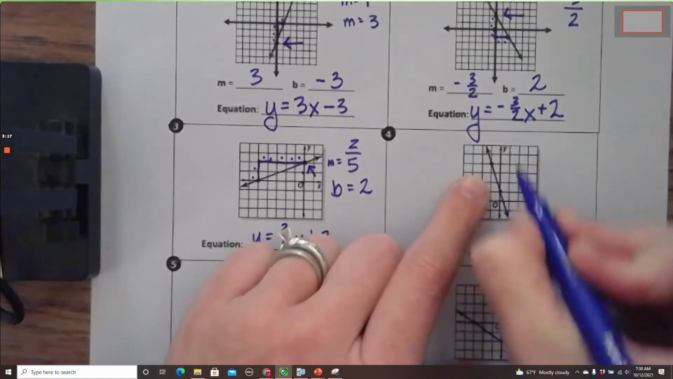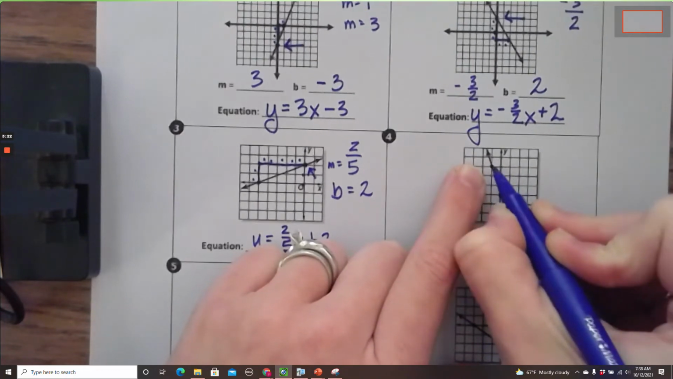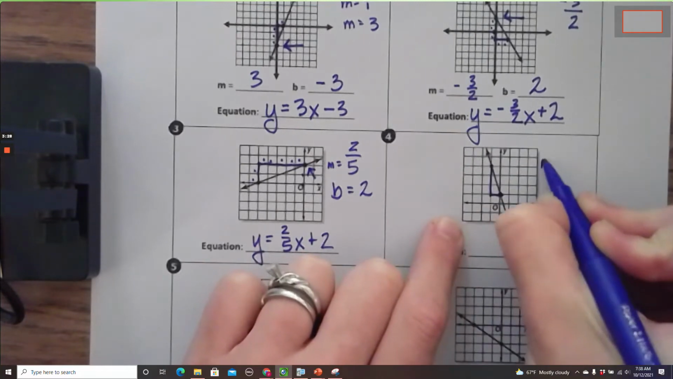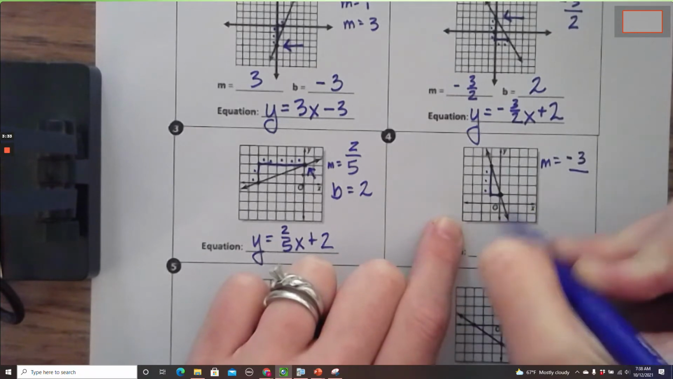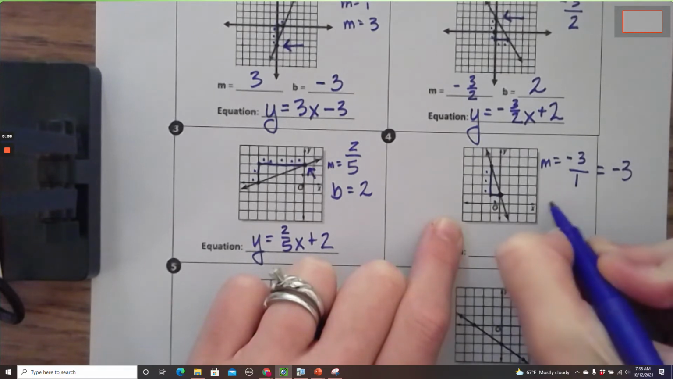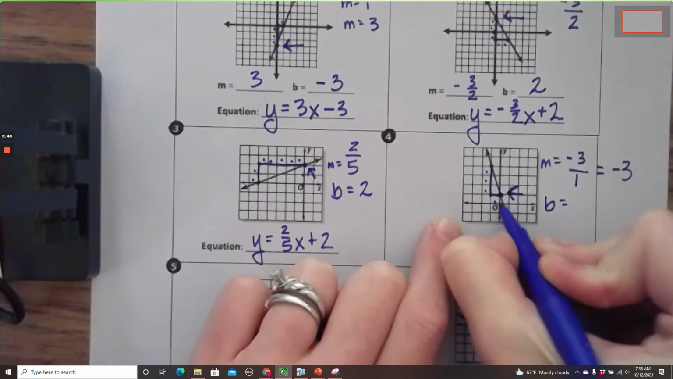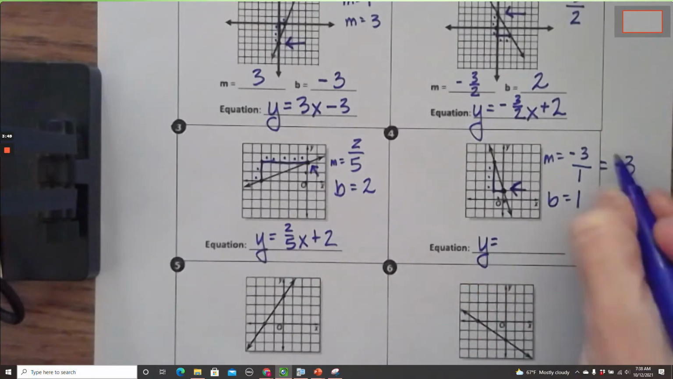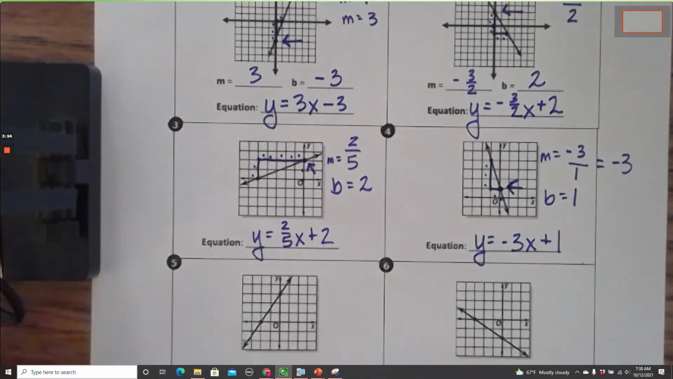All right, on number 4, here are my 2 points. So from left to right, my first move has to be up or down. So to go from here to here, I have to go down and then over. So for my slope, I went down 3, so that's a negative 3. If you go down, if that's your first move, it's a negative. Over 1, that simplifies to a negative 3. My y-intercept is right here. So from the origin, I went up 1. So my y-intercept is 1. So y equals, slope comes first, tack on the x, and then the y-intercept.